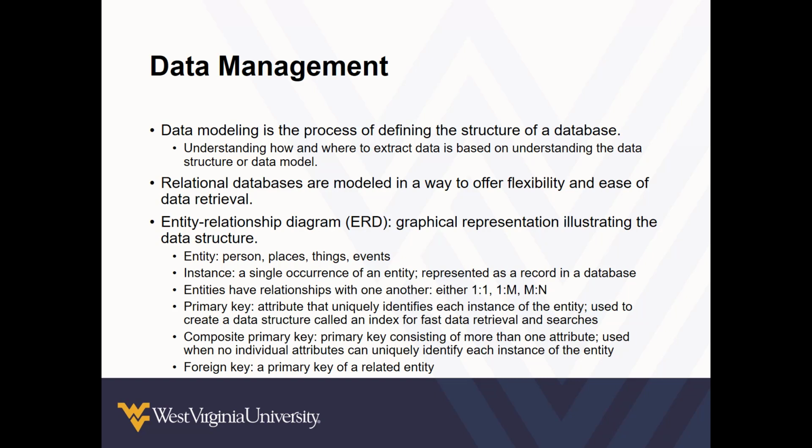The entity relationship diagram is a graphical representation illustrating the overall data structure. Entities have relationships with one another. These can be one-to-one, one-to-many, or many-to-many. The primary key is the attribute that identifies each instance of the entity, used to create a data structure called an index for fast data retrieval and searches. So when we have a key, it means that the same field appears across multiple tables, and you can use that to link those tables together.